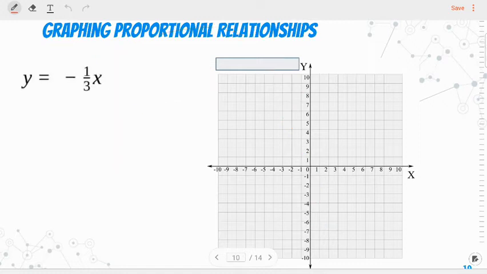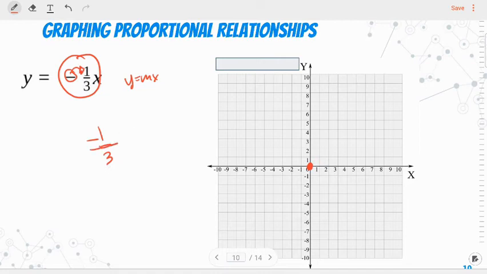All right, pause the video and try this next one on your own. When you're ready, go ahead and press play. All right, let's get started. So again, this is in that y equals mx format. So my starting point is at the origin. So I'm going to make my dot. Remember, slope needs to be a fraction, and I'm going to need to put that negative into the top. So my slope is actually, instead of -1/3, it's going to be -1/3.